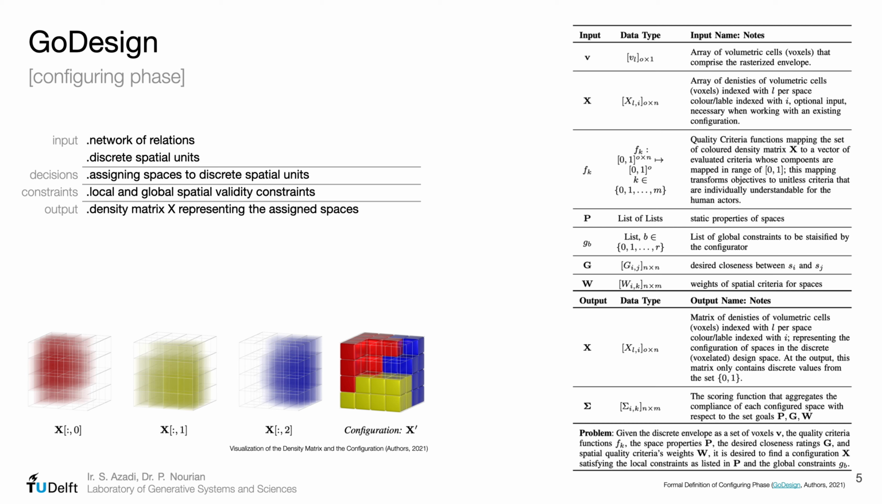The second phase is configuring, which focuses on satisfying the requirements and relations by allocating them in a discretized volume. The problem in this phase is the most spatial. How should we configure the space? The main constraints in this phase are local and global spatial validity constraints that have been set in the planning phase. The output of this phase is the decision matrix denoted with X. The structure of this matrix is comprised of a set of density vectors corresponding to each space. Each of these density vectors has a very similar structure to the density vector in topology optimization.